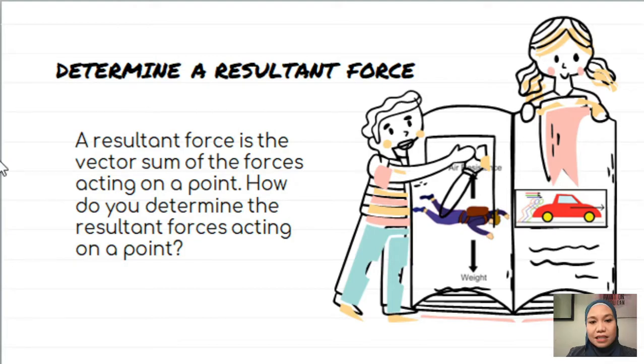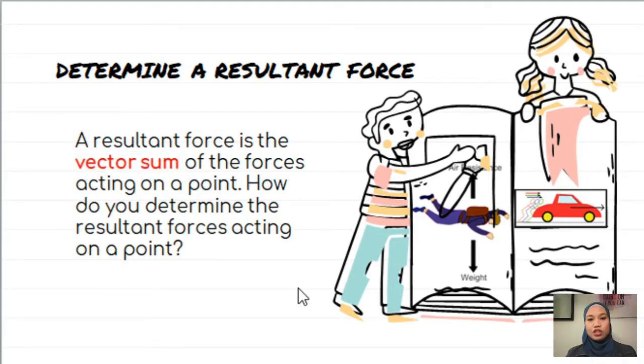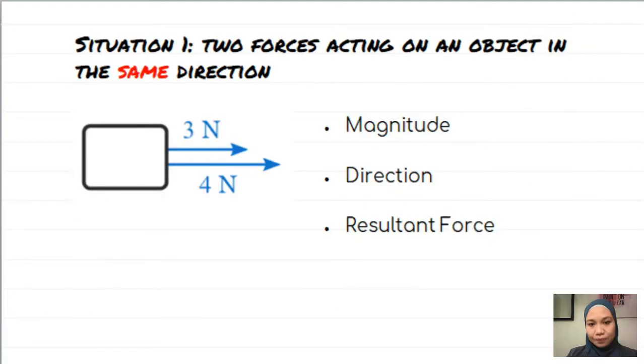So this is very crucial for you to remember that a vector is a physical quantity which consists of magnitude and direction. So we must determine the magnitude and direction of the forces to determine a resultant force. We have situation number 1. There are two forces acting on an object in the same direction. We have an object here and there are two forces acting on it to the right.